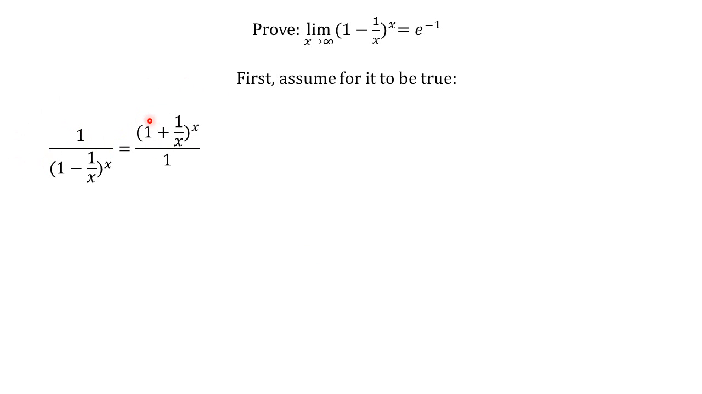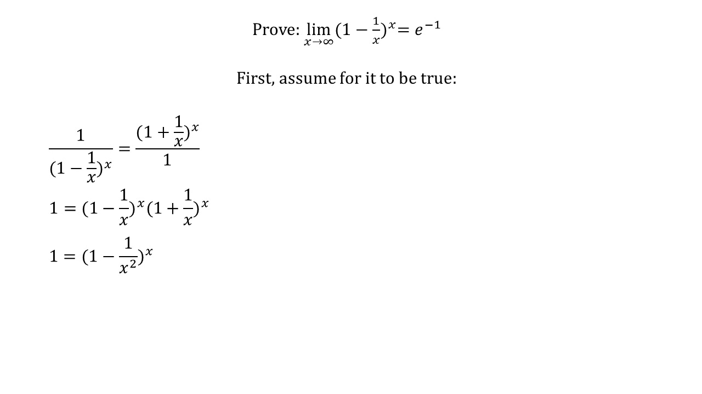So think of this as e. All of this is the limit as x approaches infinity. This is e, and we're saying that that's equal to 1 over 1 over e, which of course would be saying that e equals e if this is true. So let's move on here. I'm just going to cross multiply.